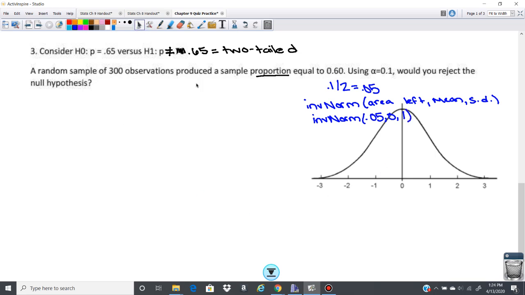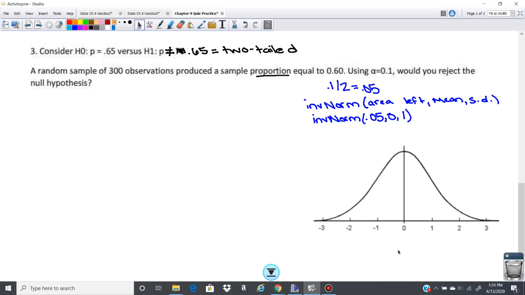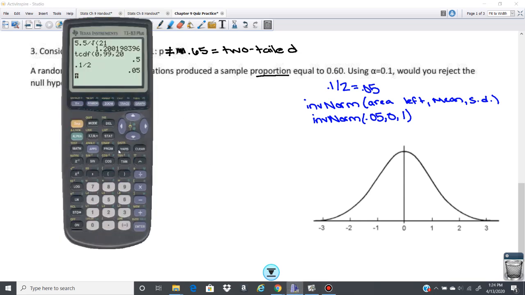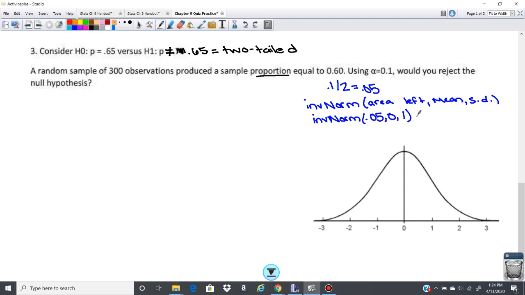Let me move this down a little bit. In my calculator, second vars, it's the third one, inverse norm, 0.05, comma 0, comma 1. That's going to give you negative 1.65. So that is my critical value, negative 1.65. Because it's two-tailed, I'm also doing a positive 1.65. So negative 1.65 is roughly here. It's two-tailed, so I've got to do the positive 1.65 as well.